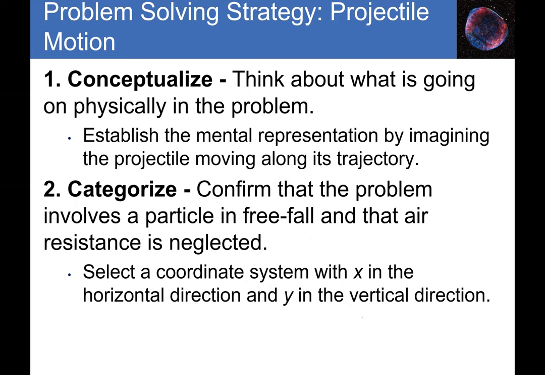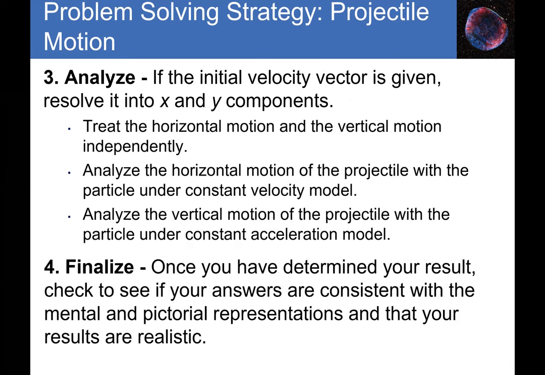So understand what's going on, and then confirm that the problem involves a particle in free fall and that the air resistance is neglected. A lot of times you are told to ignore air resistance. Then select a coordinate system with X in the horizontal, Y in the vertical. Then, if the initial velocity vector is given, remember right away to resolve it into X and Y components. Then treat horizontal motion and vertical motion independently. Analyze the horizontal motion with the constant velocity model, which means uniform, and then the vertical as non-uniform.